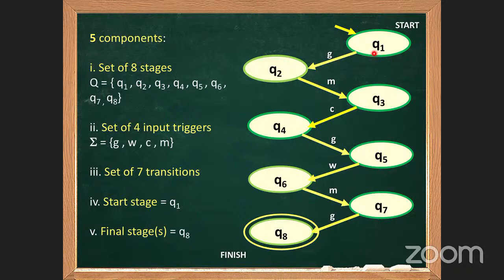Suppose you are in state Q1, and this arrow, this transition will make you move from this state to this state. And then M will make you move from state Q2 to state Q3. So basically G, M, C, G, W, M, G. This sequence of symbols, or if you take that string, G, M, C, G, W, M, G, is basically a string of 7 symbols, a string of length 7. If you follow this string from the start stage, you are sure to reach the finishing stage, solving the riddle. Okay, so that's what we have mentioned here. The start stage is Q1, the last stage is Q8.